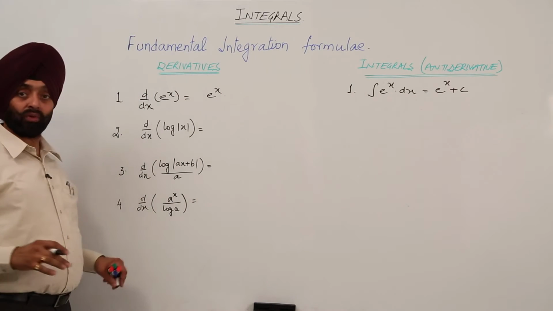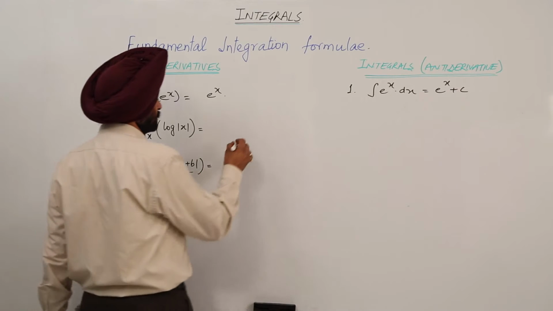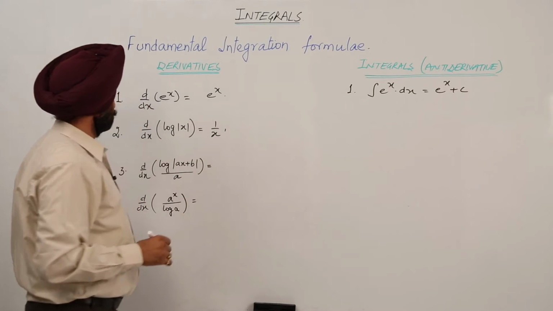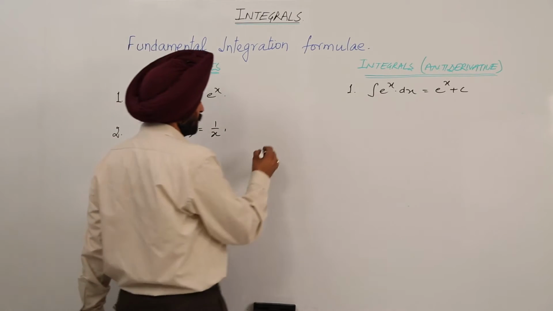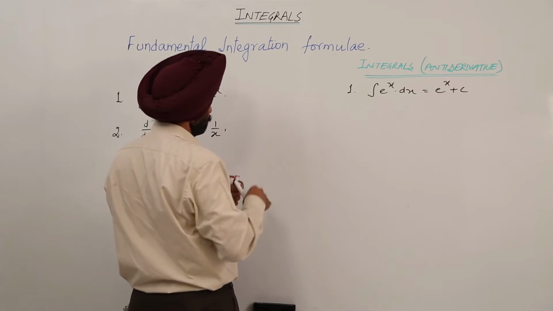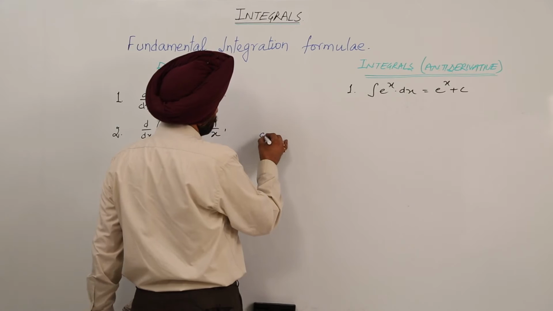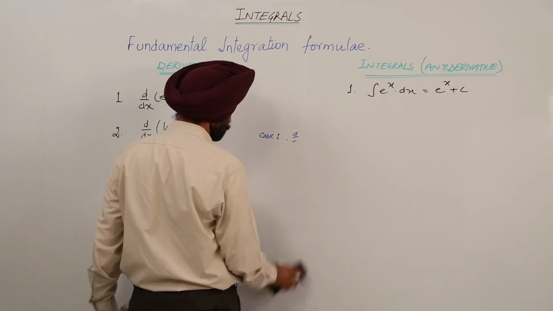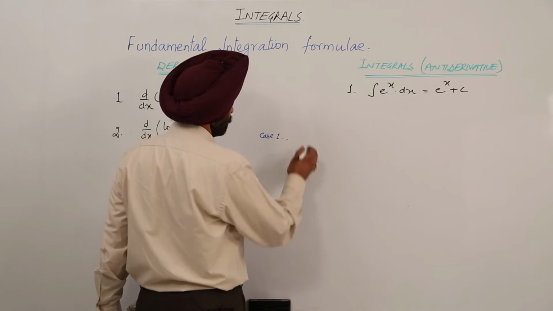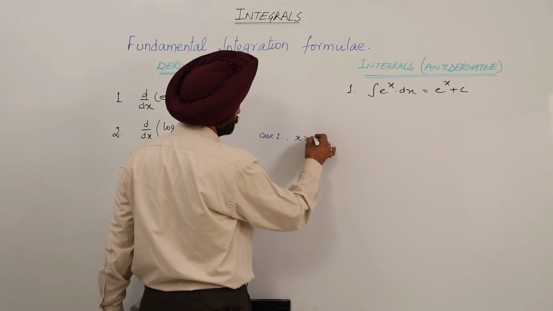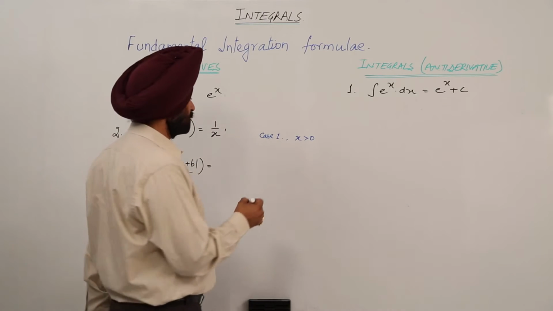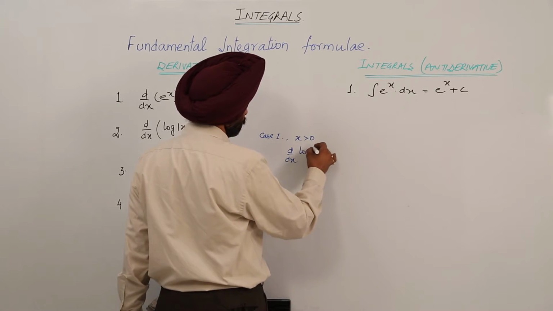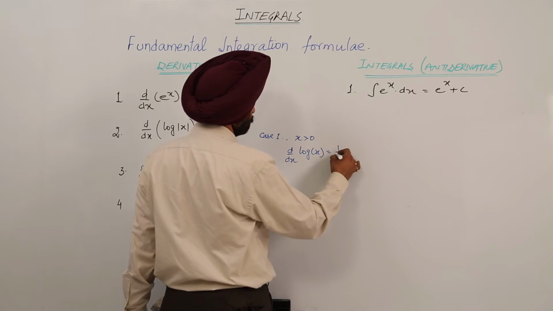Now in d by dx of log x, three cases arise. We know it is 1 upon x. Okay, now let's do it. Case 1, x is greater than 0. Now d by dx of log x is equal to 1 by x.